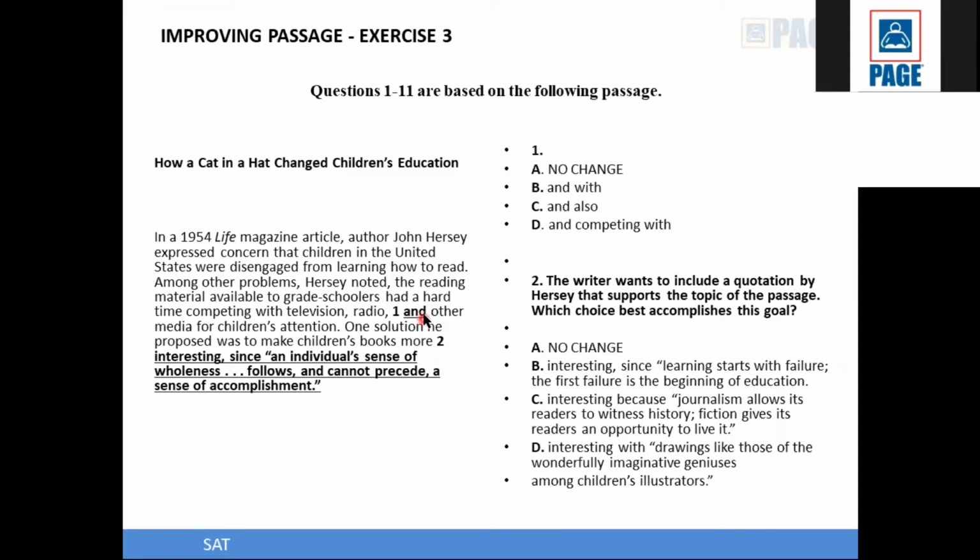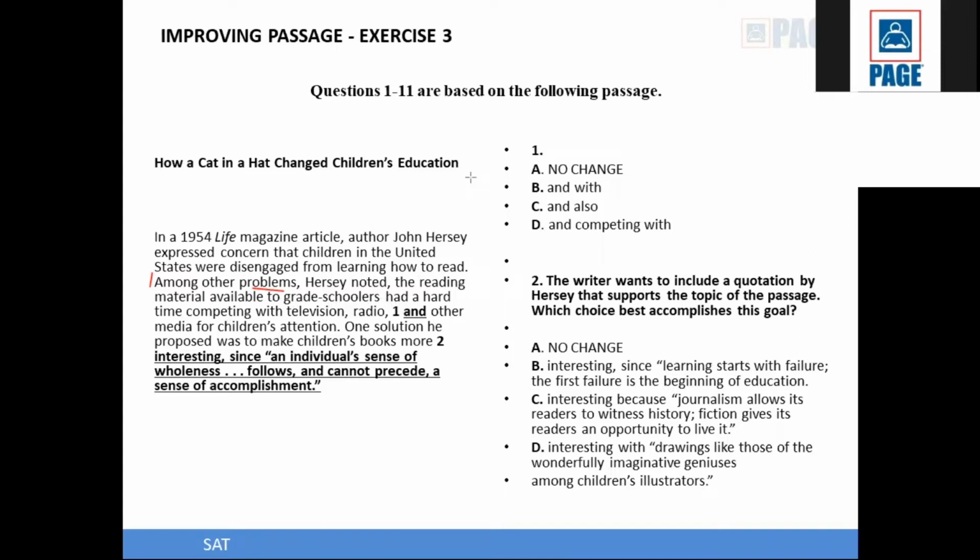So when you get this kind of question, you look and see whether you need to replace and or not. So you look at the starting of the sentence where there are some problems. Per se is a journalist, noted the reading material available to grade schoolers a hard time competing with television, radio, other media for children's attention. So do we need and or not? That is what they ask.